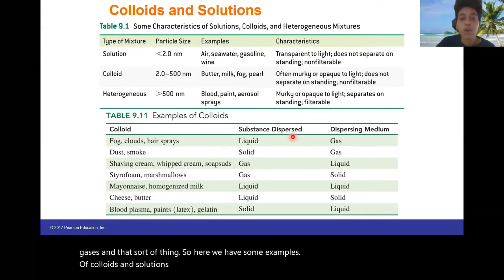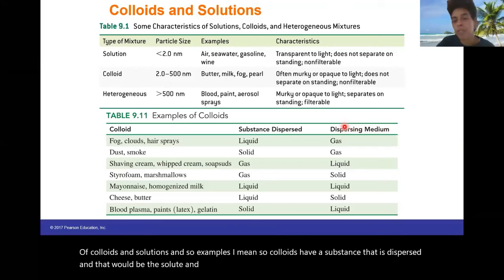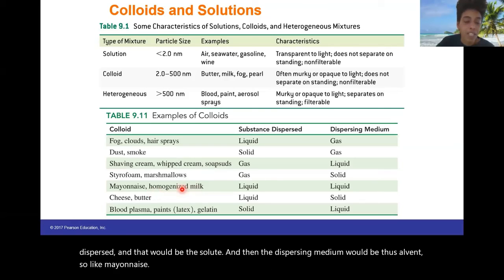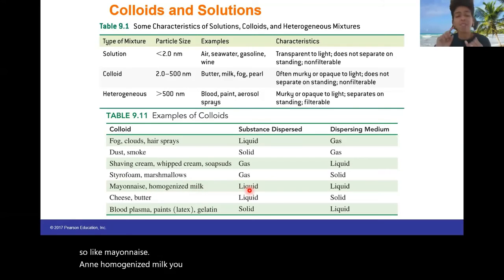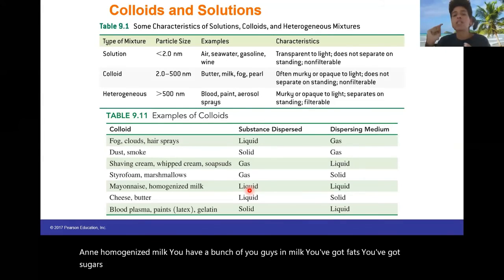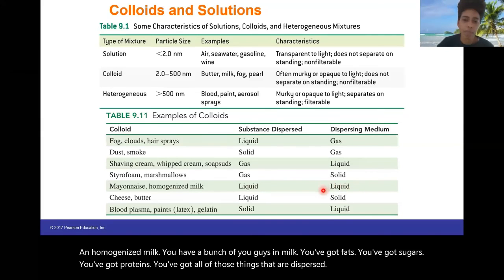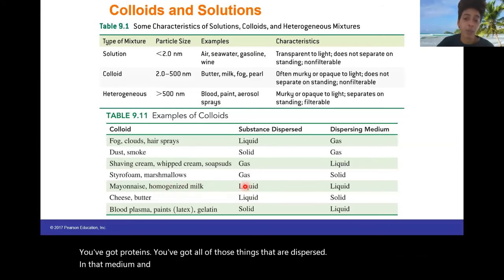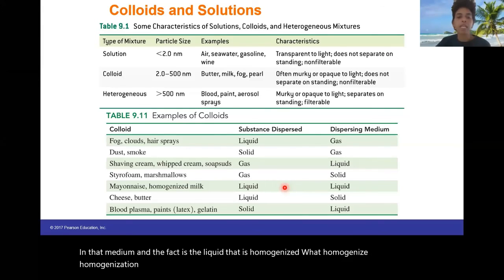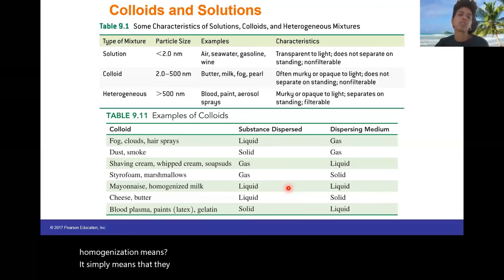Colloids have a substance that is dispersed, and that would be the solute. And then the dispersing medium would be the solvent. So like mayonnaise and homogenized milk. In milk, you've got fats, you've got sugars, you've got proteins, you've got all of those things that are dispersed in that medium. And the fat is the liquid that is homogenized. You know what homogenization means? It simply means that they shake the milk so that you don't get separation.